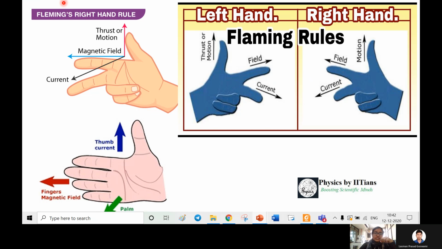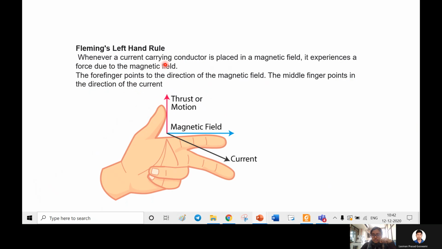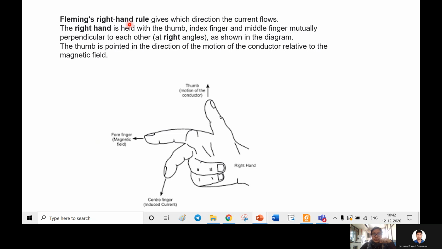So there are certain rules, like Fleming's right hand rule and Fleming's left-hand rule, which can be used for finding out the direction of the magnetic field or the direction of the force. Now, what is Fleming's right-hand rule? Why is it used? First of all, you should know that Fleming's right hand rule gives the direction in which the current flows.